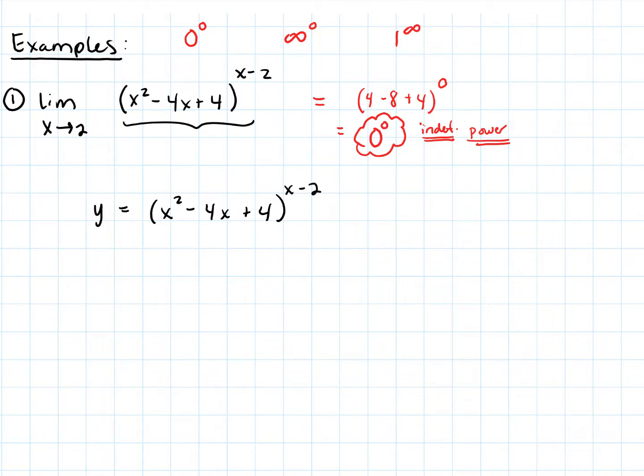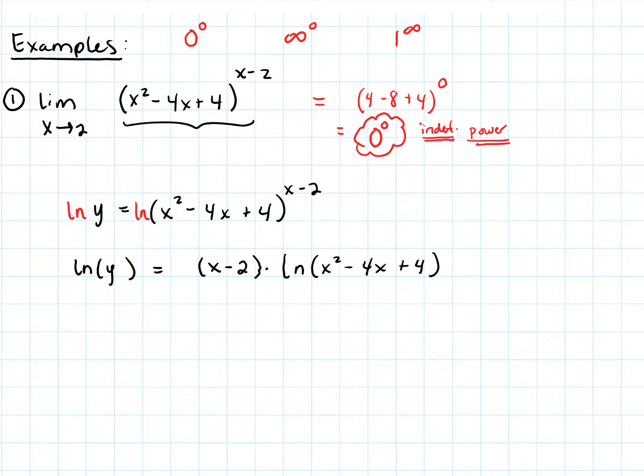Okay, so now once I've done that, I need to bring that power down. I need to create a quotient, remember, so I can have that 0 over 0, infinity over infinity, so I can apply L'Hopital's rule. Right now I've got a power to a power, so I'm going to use that logarithm. By doing that, I now have that the natural log of y is equal to x minus 2 times the natural log of x squared minus 4x plus 4.